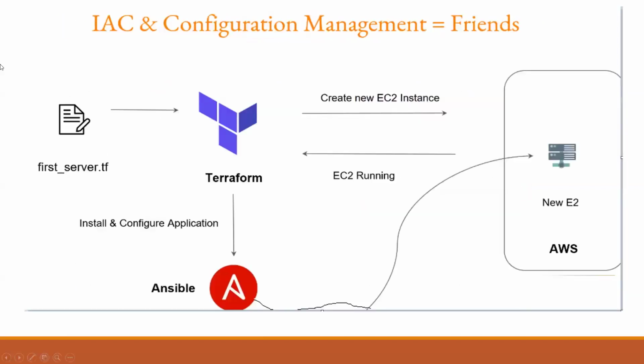configuring the applications. Here you see, for example, what is the extension for Terraform? .tf. .tf is nothing but a Terraform file. This is the first Terraform file. By using the Terraform file with the Terraform software, we can create a new EC2 instance. Once the EC2 instance is running, Terraform informs Ansible, and Ansible installs and configures the application. Now we understood. So IAC and configuration management tools are friends.